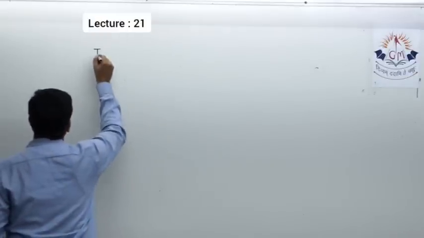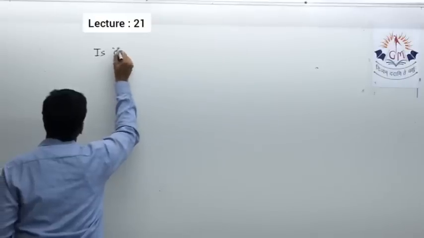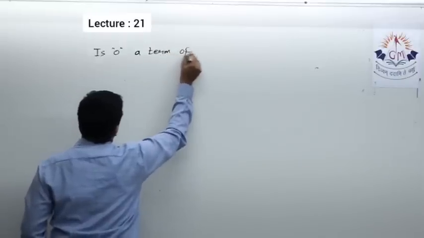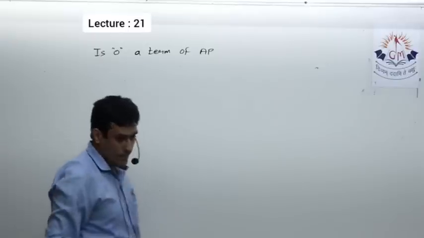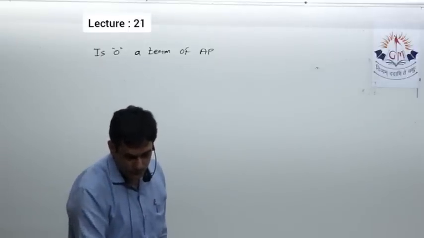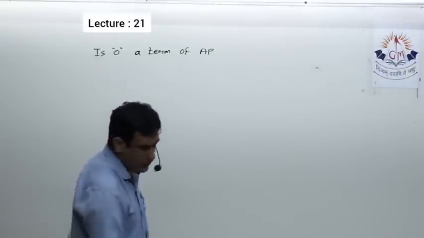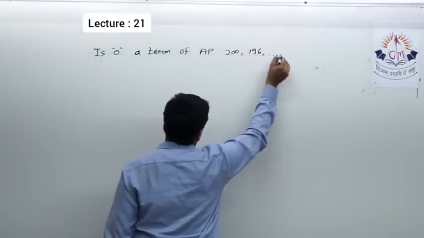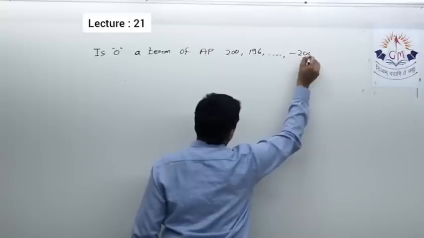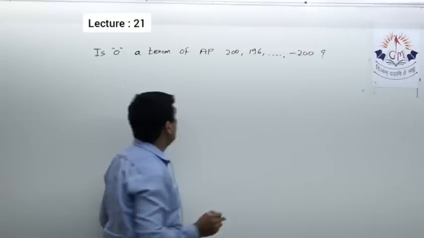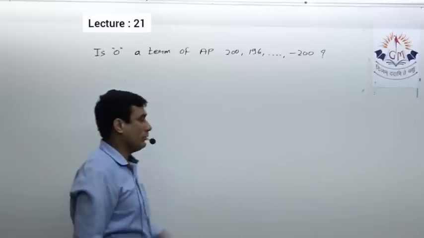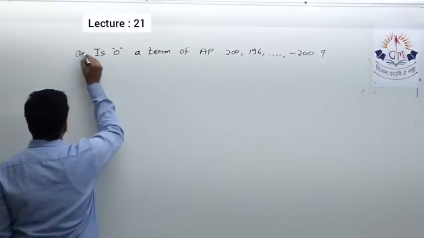Is 0 a term of the AP 200, 196, and so on, up to the final last term, which is minus 200? So we have to find whether this AP contains a term, namely 0, or not. So let us see how to solve this.